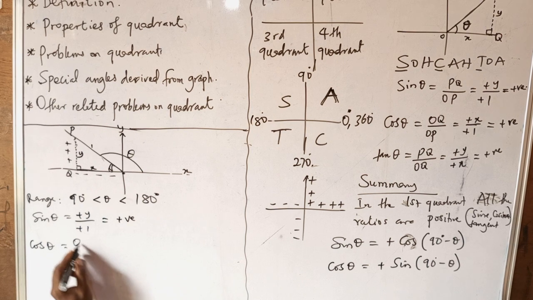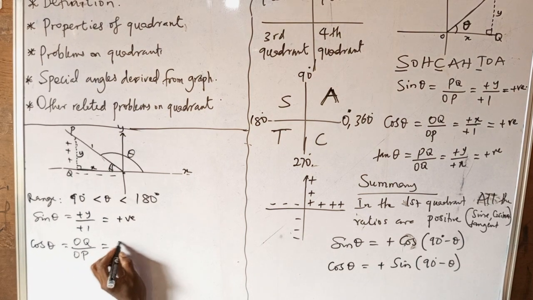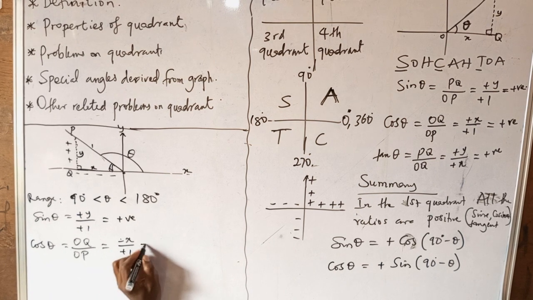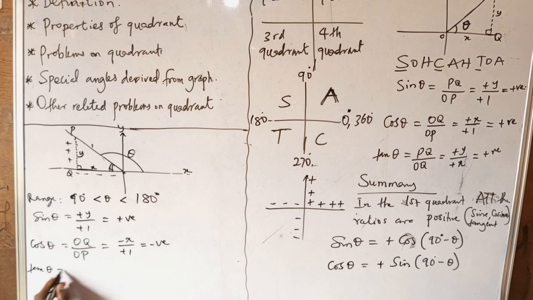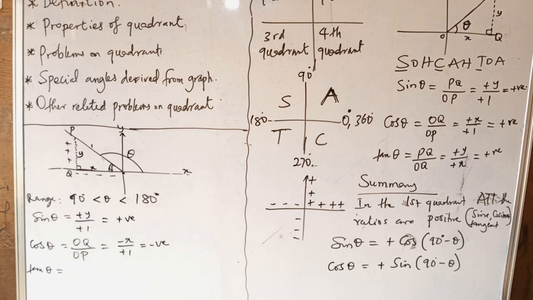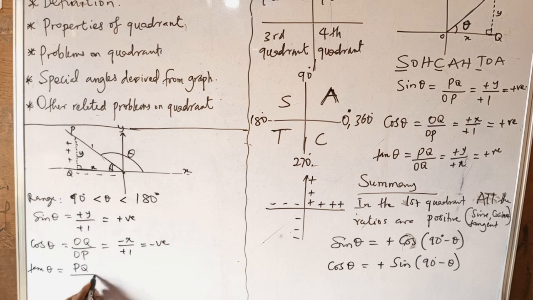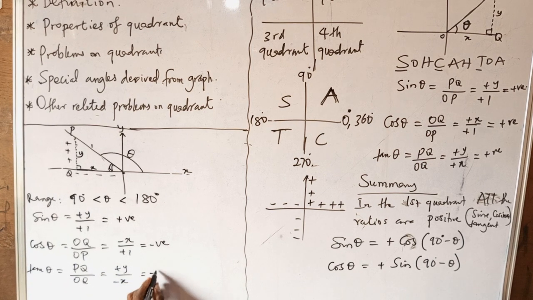That is my OQ over OP, which is equal to minus x over plus 1. Negative divided by positive gives us what? Negative. Then tan theta is equal to opposite over adjacent. That is PQ over OQ. Our PQ is plus y, our OQ is minus x. Positive divided by negative gives us negative.